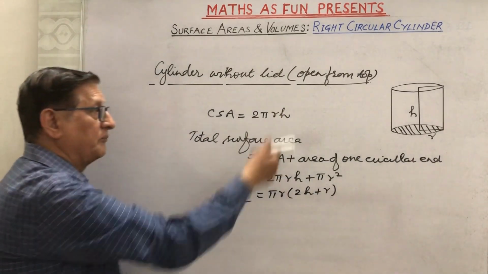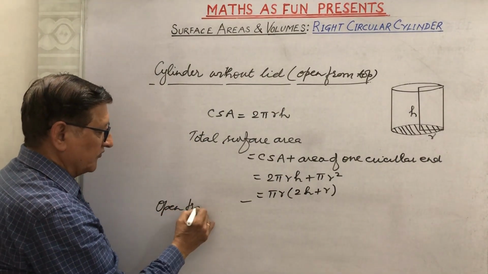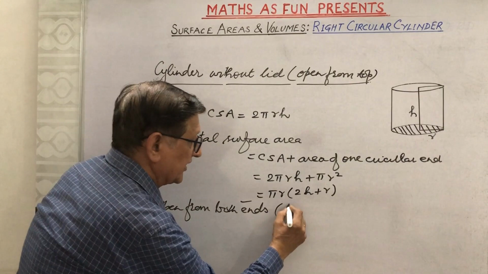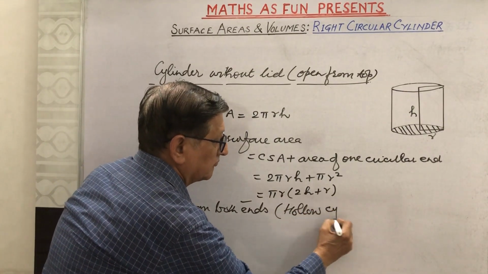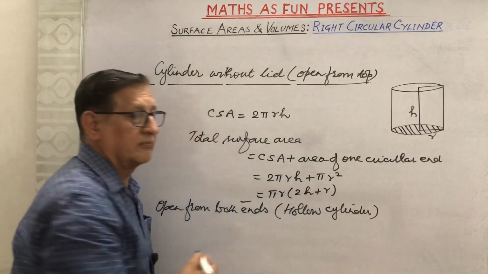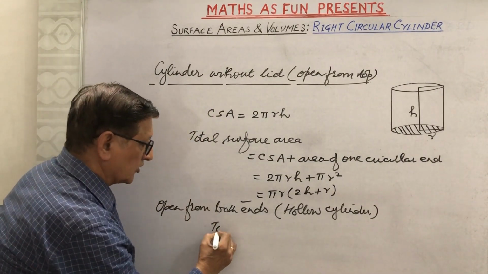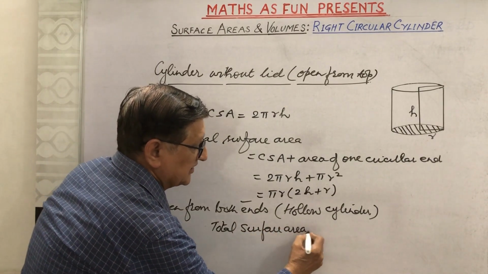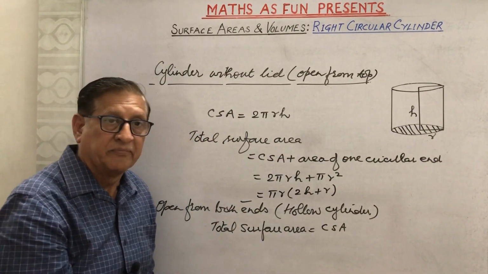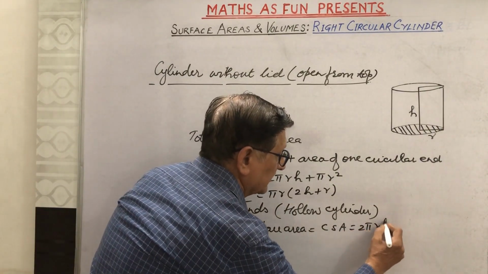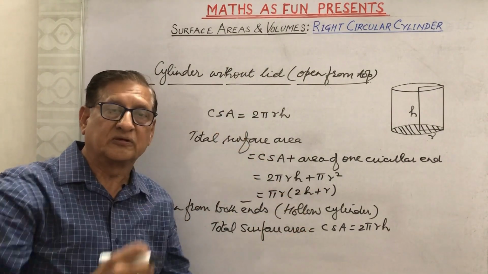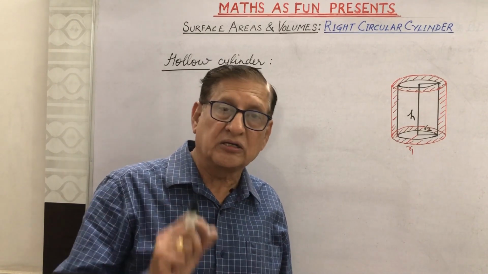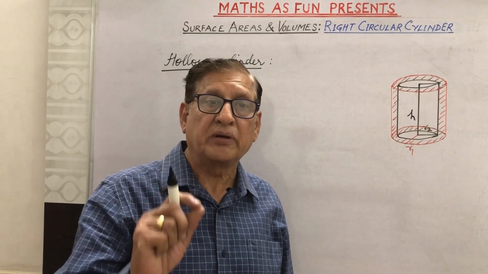And if it is open from both the ends, or you can say a hollow cylinder, in that case the total surface area will be the same as the curved surface area, that will be given by 2 pi rh only, because both the ends are open.